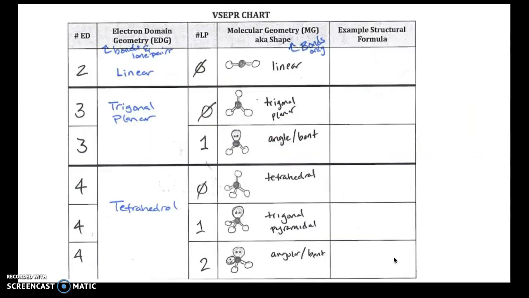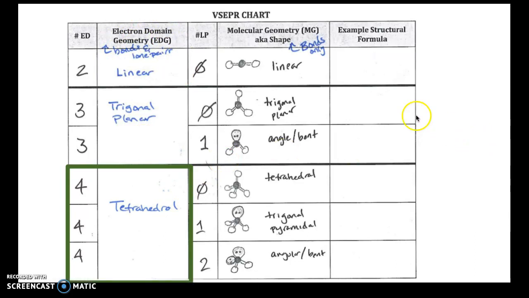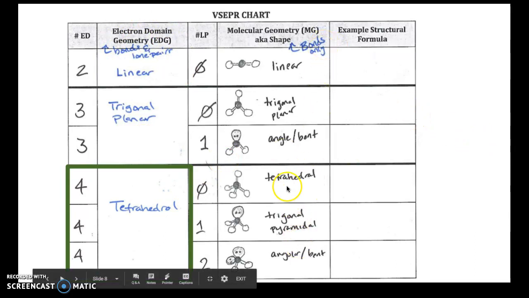Okay, I want to quickly look at the VSEPR chart here, to sort of take a step back and see what we've already just discovered. So in all the examples we looked at, they all had 4 electron domains. And if they have 4 electron domains, their electron domain geometry, which is this center column here, is tetrahedral. On the other hand, for the molecular geometry or shape, we have to know how many lone pairs it has in order to figure that out.